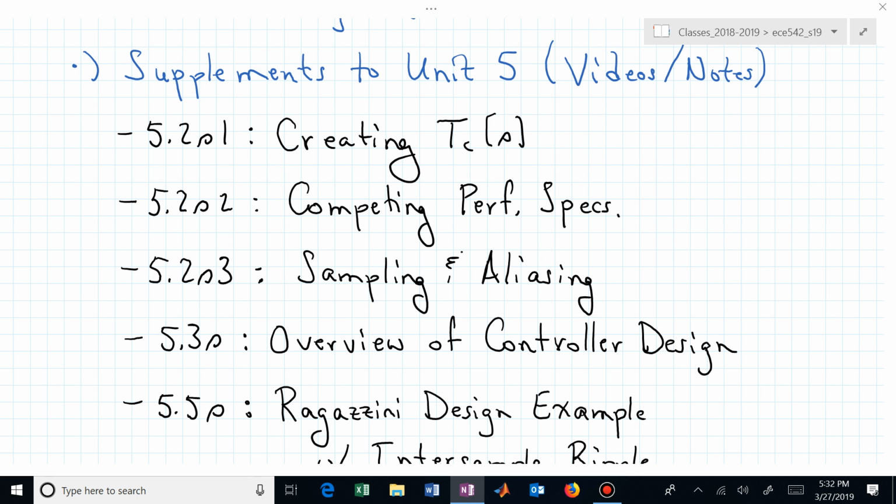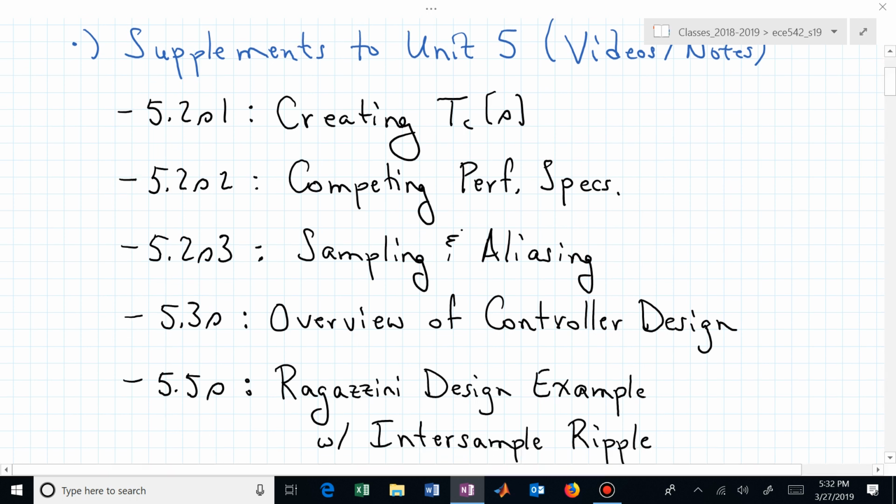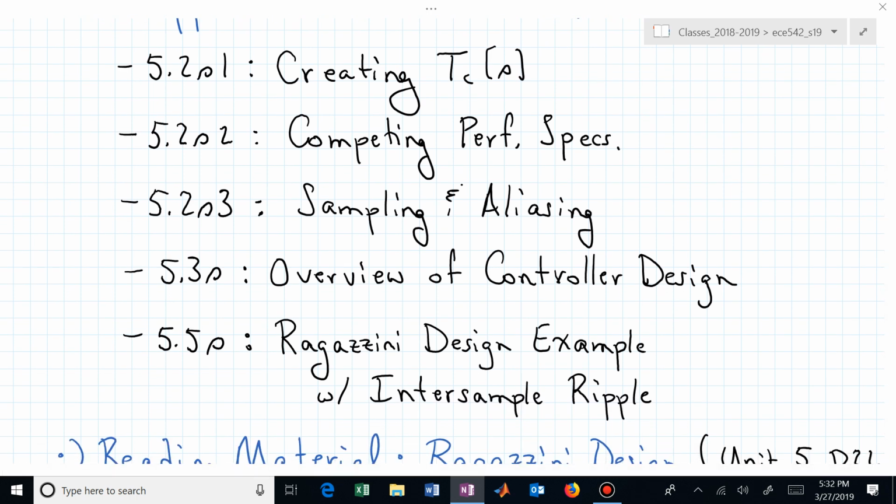There's a supplement for Lecture 5.3, and that's an overview of controller design. If you haven't ever taken a control class, it might be helpful to look at that particular material, and now you're seeing it in the context of this course.